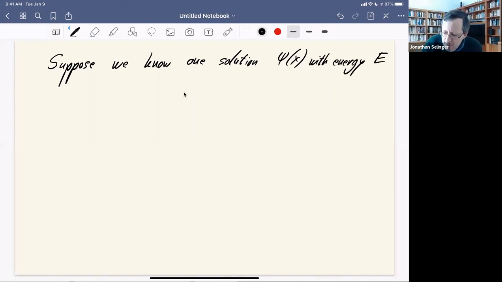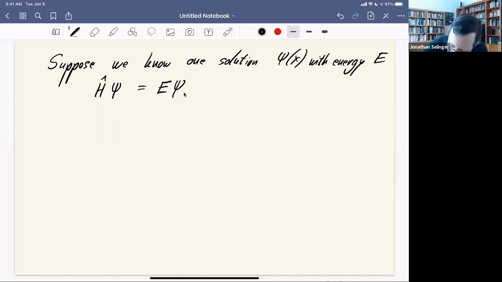Okay, that means that the Hamiltonian acting on psi is equal to E psi. Now you guys are all thinking to yourselves, what do you mean, suppose we know one solution? We don't know one solution, right? We know zero solutions. Just go with it. So suppose we did know one solution. Hypothetically speaking, what if we did know one solution?